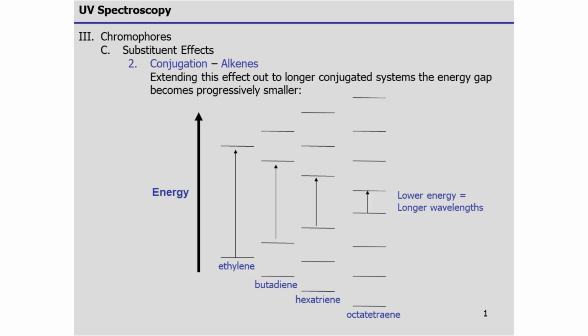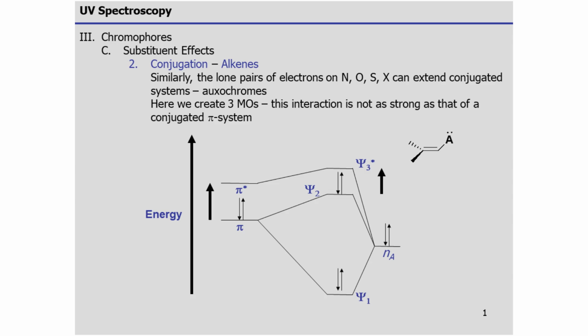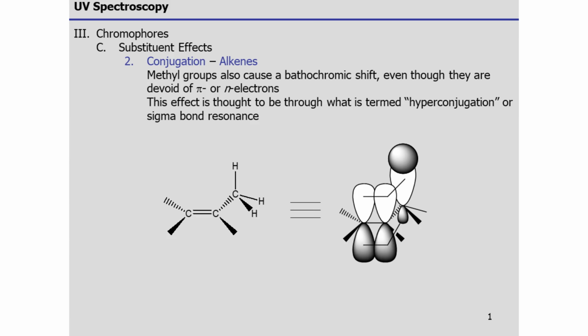As we extend conjugation to longer systems, the energy gap continues to decrease, leading to absorption at longer wavelengths. This trend is observed from ethylene to octatetraene. Lone pairs of electrons on atoms like nitrogen, oxygen, and halogens can extend conjugated systems, forming auxochromes. These interactions, though weaker than pi systems, still affect the energy levels. Methyl groups can cause a bathochromic shift through hyperconjugation or sigma bond resonance, even without pi or n electrons.